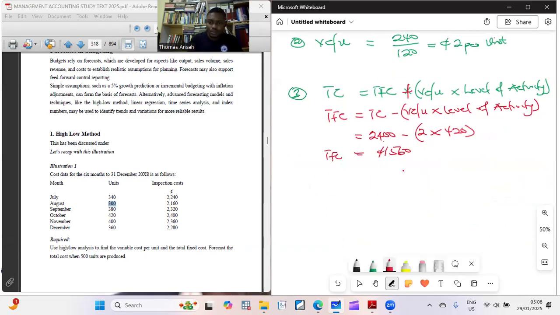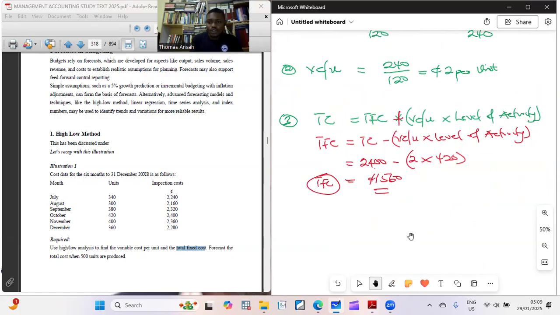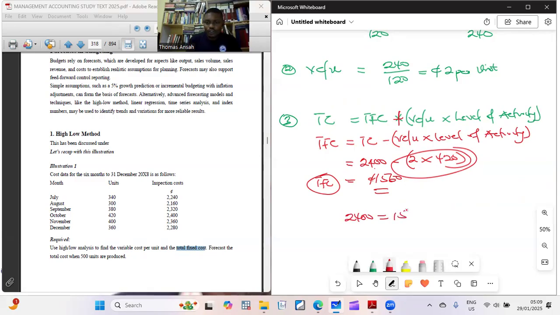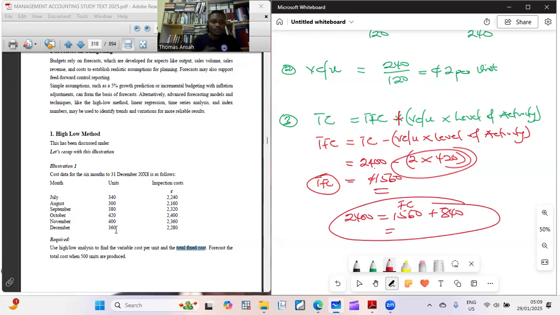That is my fixed cost. You can substitute it into the others. We have been asked to find the total fixed cost, and this is where we find it. If I want to know the variable cost too, it is here. So clearly, if you have your total cost to be 2,400, it should be equal to 1560, which is your fixed cost, plus 840. So you have been able to segregate the cost into fixed and variable.